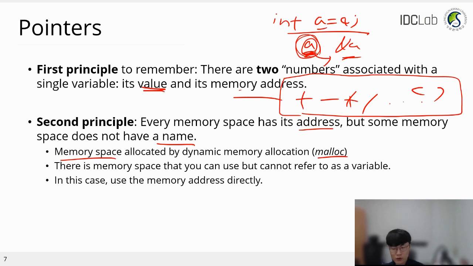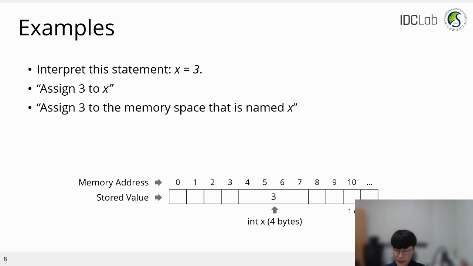So you cannot use a name like this A. But there should be a way to refer to this memory space that does not have a name. In that case, we need to use the memory address directly because it's universal, and to do this, we use pointers. So pointers are a more universal way to access the memory space. Let's go through some examples.